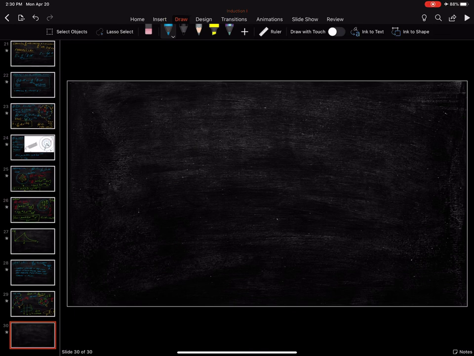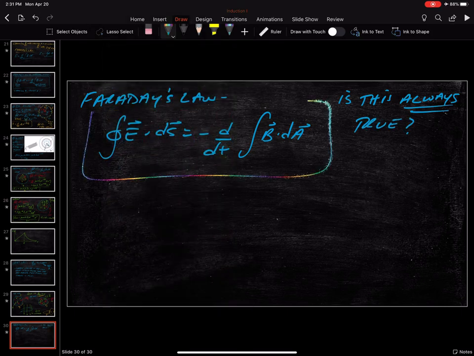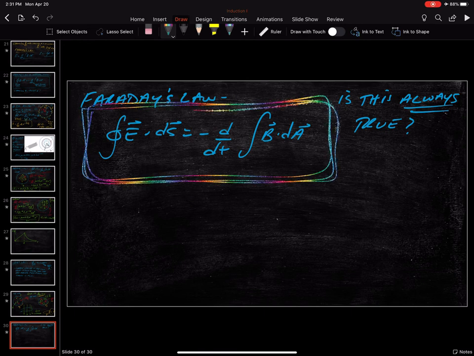All right. So this introduces Faraday's law. Again, very important. Let me write it down again. Integral E dot ds is equal to minus d dt of integral B dot dA. Okay? Now, the obvious question, is this always true? Okay? The answer, yep. So I'm going to put this sparkly box around it so you remember it. Yes. Okay? Yes, it's absolutely always true.